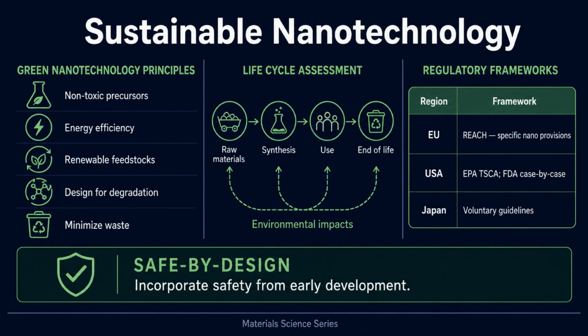Sustainable nanotechnology balances innovation with environmental responsibility. The 12 principles of green chemistry apply directly. Use non-toxic precursors, minimize waste, design for energy efficiency, use renewable feedstocks, and consider the full life cycle. Life cycle assessment examines environmental impact from raw material extraction through synthesis, use, and disposal or recycling.